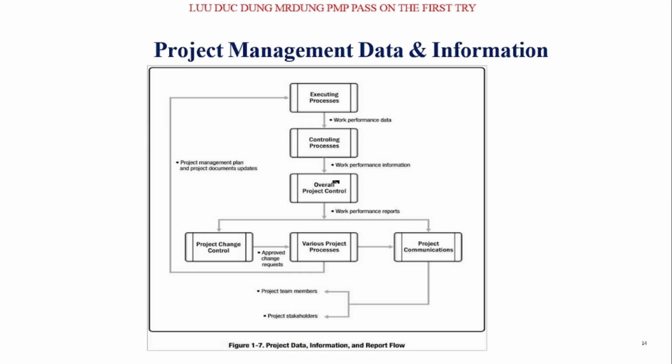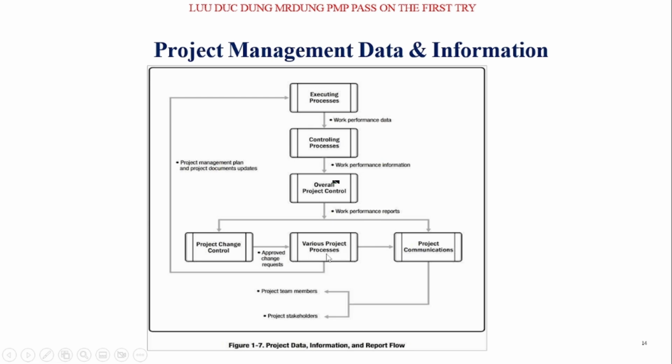And project management data and information. This shows the relationship between work performance data, work performance information, and work performance report. Here we have the executing process, and then we have work performance data. In the controlling process, we work with work performance information, and overall project control produces the work performance report. We have a report in the project communication.